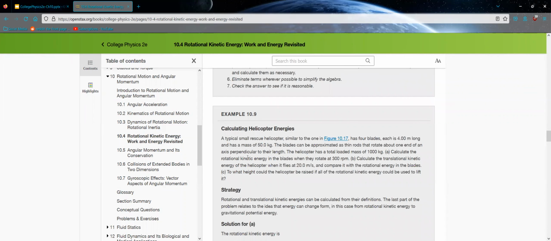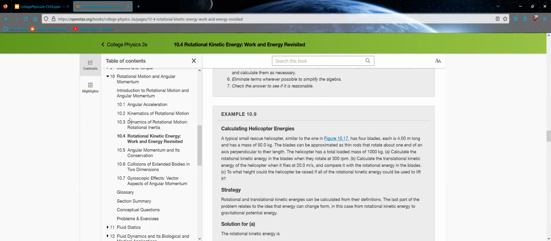How fun. All right, so a typical small rescue helicopter, similar to the one pictured here, has 4 blades. Each blade is 4 meters long and has a mass of 50 kilograms. The blades can be approximated as thin rods that rotate about one end on an axis perpendicular to their length. So they're spinning, right? We're basically saying we're going to skip the dimensions of the blade for the sake of simplicity. The helicopter has a total loaded mass of 1,000 kilograms.